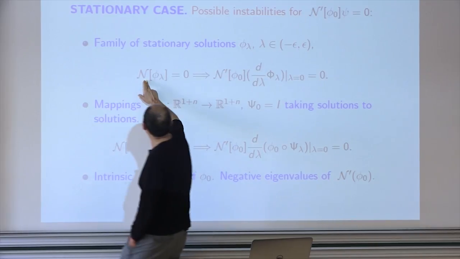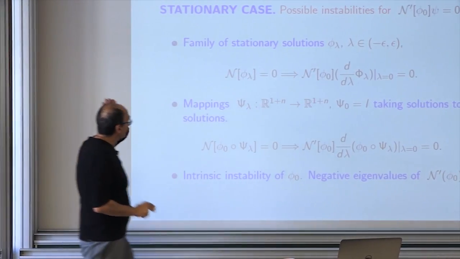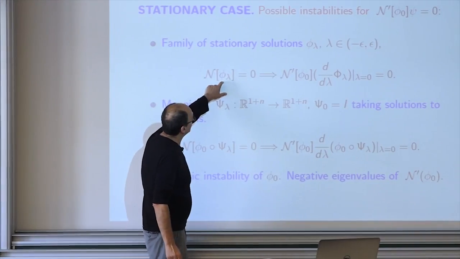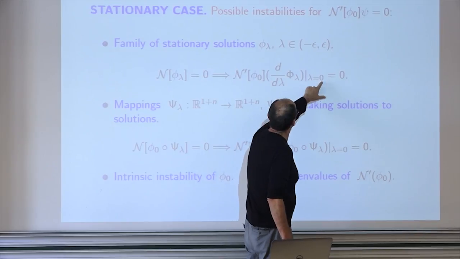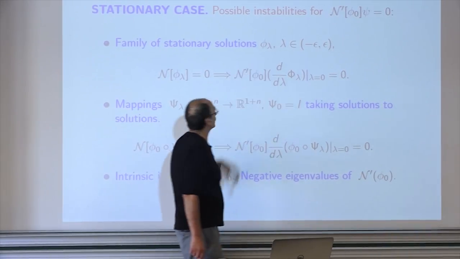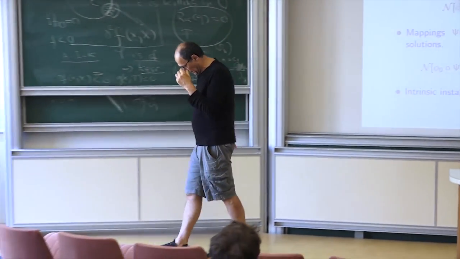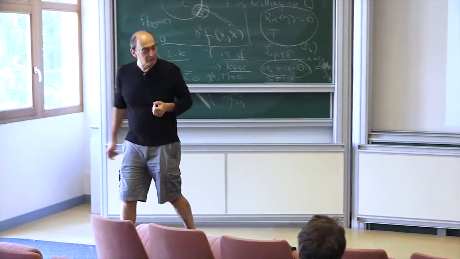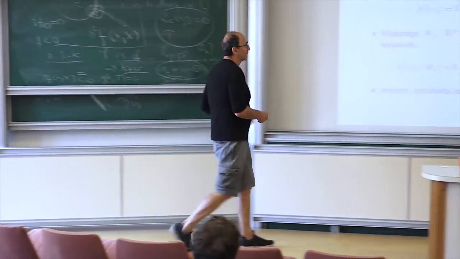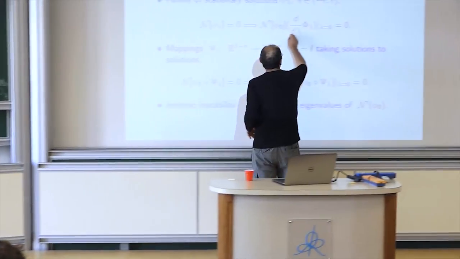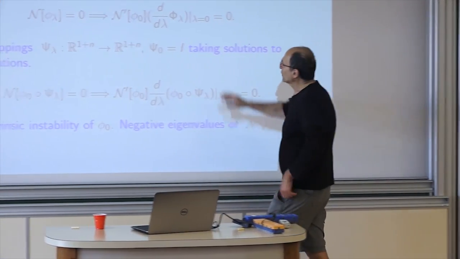So I'm looking at the fact that N of phi lambda is equal to 0, right? So this is a nonlinear problem. And I differentiate with respect to lambda. What I get is that d over d lambda of phi lambda at lambda equal to 0 is in the kernel of N prime of phi 0, right? So in other words, I have an eigenfunction, if you want, of the linearized problem with 0 eigenvalue, right? And this is clearly non-trivial. So it's a non-trivial eigenfunction. Okay, so this is one thing that can happen.